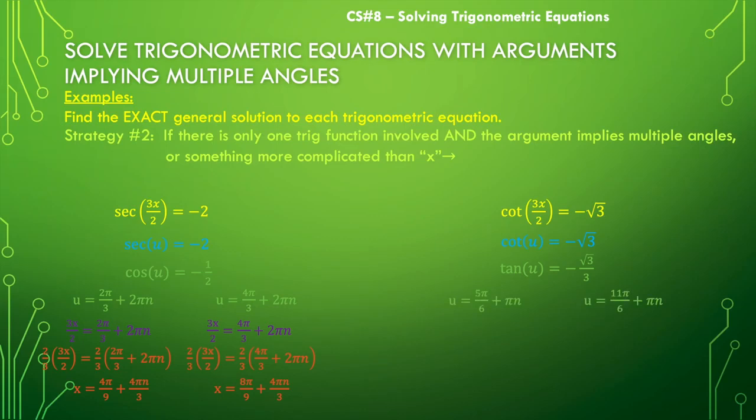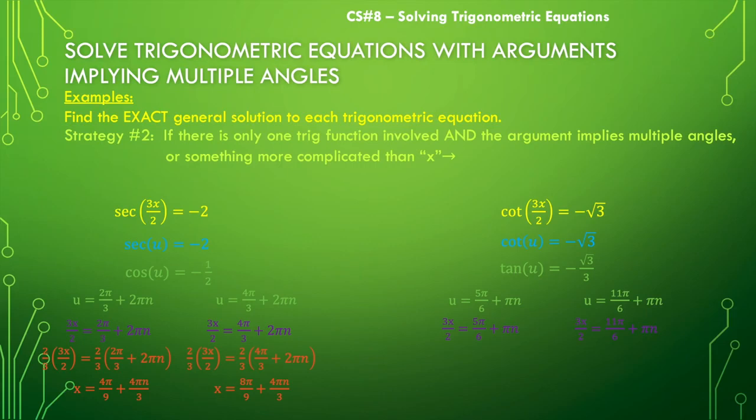All right, back substitute. Put back in the argument that we took out. The argument that we took out was 3x divided by 2, so that's going to go back in every time we see a u. So 3x over 2 is equal to 5 pi over 6 plus pi n. And 3x over 2 is equal to 11 pi over 6 plus pi n.